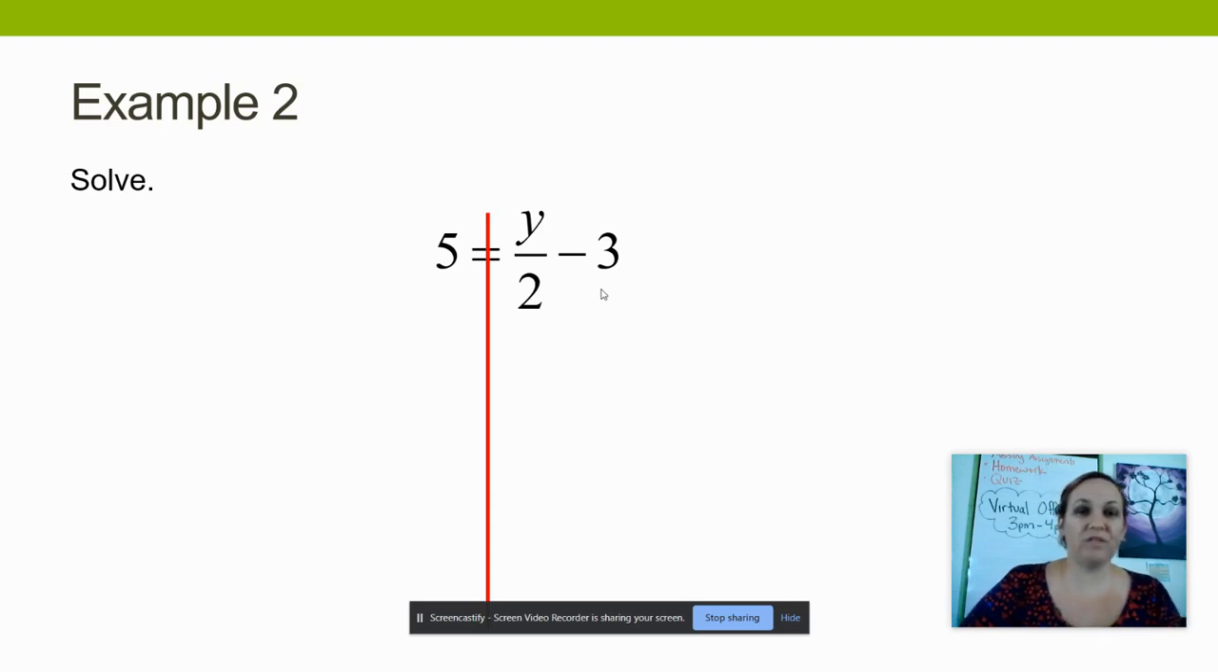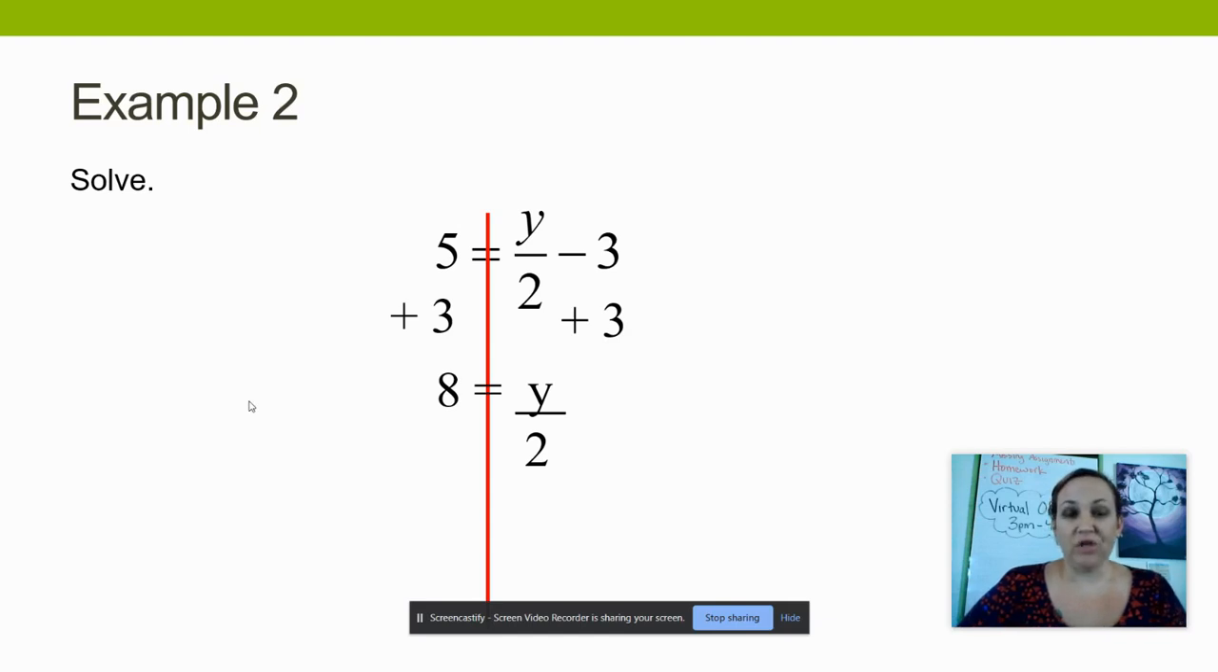Just like in our previous problem, we will start by moving our adding and subtracting and finish by moving our multiplying and dividing. In this question, I have a 3 that's being subtracted from my letter Y, and I'll be moving that first. So I will add 3 on both sides. This time, on the right-hand side, the -3 and the +3 will cancel. And on the left-hand side, I will actually need to do some addition. 5 plus 3 is 8.